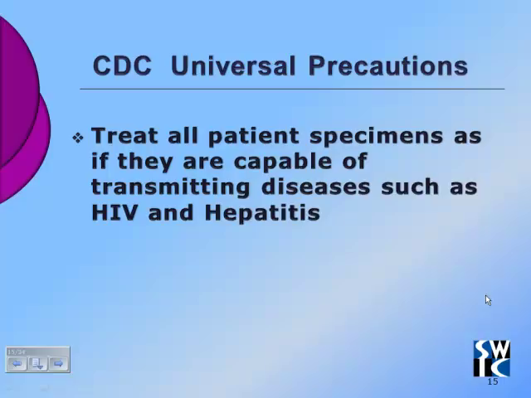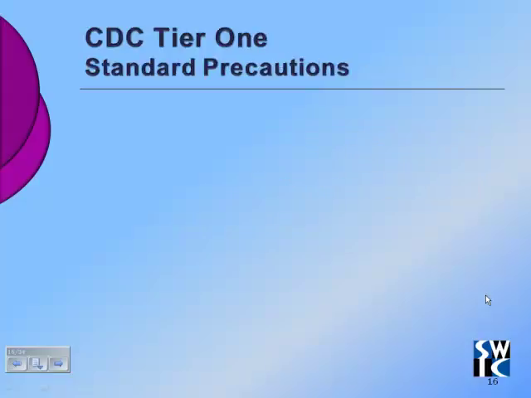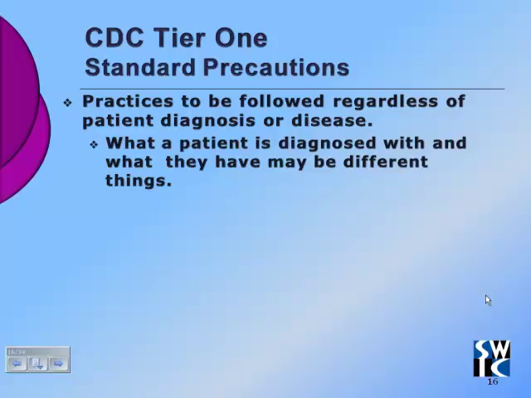Universal precautions basically say to treat all patient specimens as if they are capable of transmitting disease. Tier 1 standard precautions. These are practices to be followed regardless of patient diagnosis or disease. And remember, what a patient is in the hospital for or coming to see the doctor for may not be the entire story. Patients are rarely admitted with HIV. They're generally admitted for pneumonia or infection or whatever is bothering them that particular time. This doesn't mean that they don't have anything else.